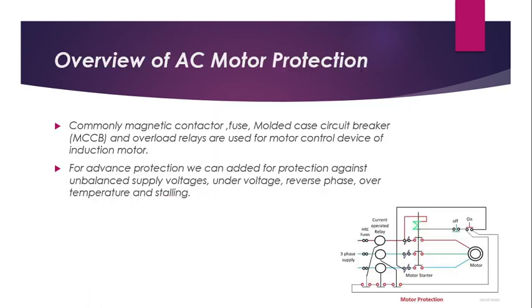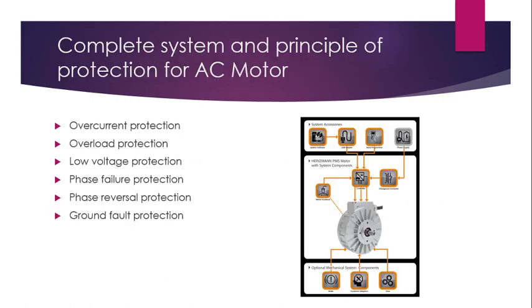power and torque. Okay, for an overview of AC motor protection, commonly a magnetic contactor, fuse, molded case circuit breaker, MCCB, and overload relay are used as motor control devices of an induction motor. For F1 protection, we can adapt for protection against unbalanced supply voltage, under voltage, reverse phase, over temperature, and stalling. Complete system and principle of protection for AC motor.